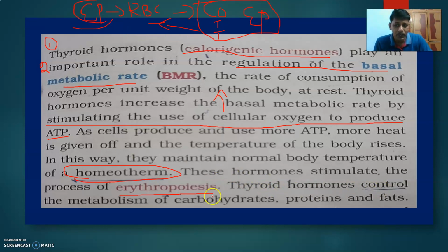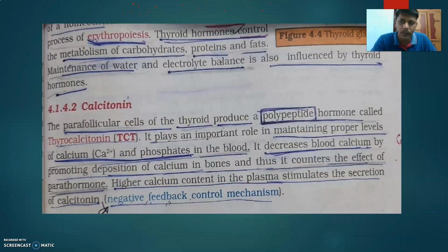The thyroid hormones control metabolism of carbohydrates. This is also very important: metabolism of carbohydrates, metabolism of proteins, and metabolism of fats. That is also controlled by this hormone. Maintenance of water and electrolyte balance is also influenced by thyroxine, and some other hormones help in maintaining water and electrolyte balance.